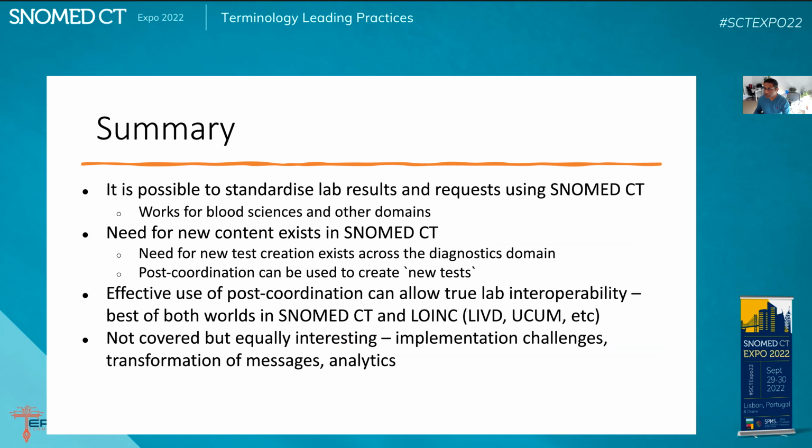Okay. So, sorry, I did say that was my last slide, but actually looks like, okay. Finally, just a summary. What's the takeaway? The takeaway is it's absolutely possible to standardize lab tests and results using SNOMED CT. Works for blood sciences and other disciplines also. If content is missing, you can use post-coordination to create these new tests, and there's a legitimate use case for it. Of course, it also opens a door for saying, hey, I've got stuff happening in SNOMED, but I can now also use something like LOINC, because LOINC comes with its really cool stuff like LIVD, UCUM, all those things, right? So it's all the good stuff that comes across.